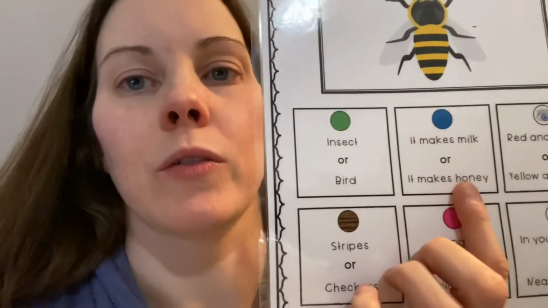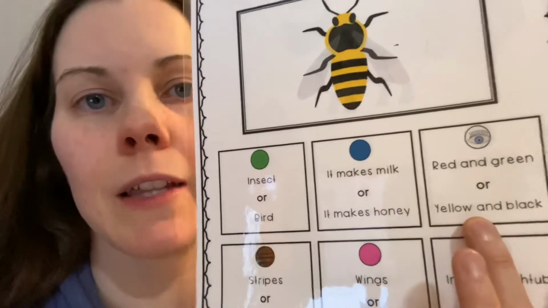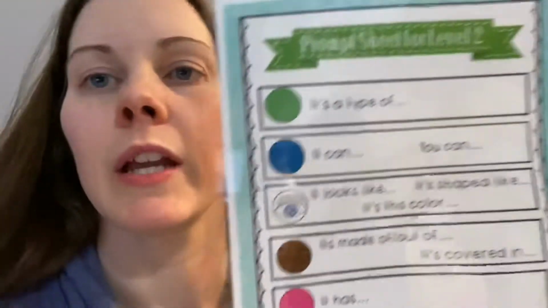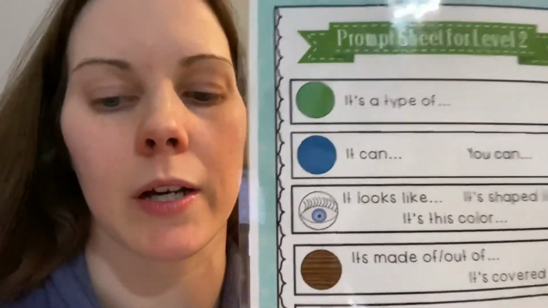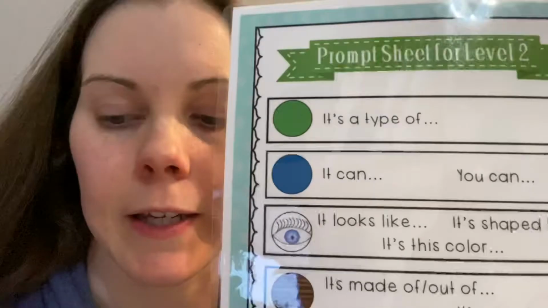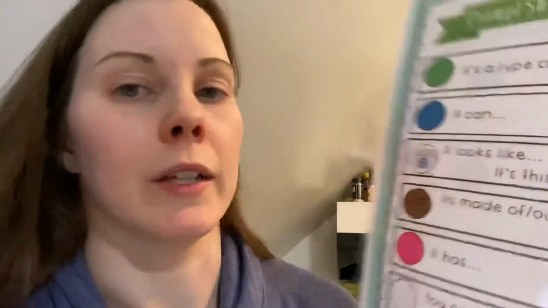Then what does it do? Does it make milk or does it make honey? It makes honey, okay. What does it look like? Is it red and green or is it yellow and black? It's yellow and black. So once they can circle those, then I'll have them use the prompting sheet with a sentence starter. We call it a closed sentence. So then they have to look at their sheet that was circled and then use the sentence starter. It's a type of insect. It makes honey. It looks yellow and black. So this kind of prompts them to be able to build an entire sentence.